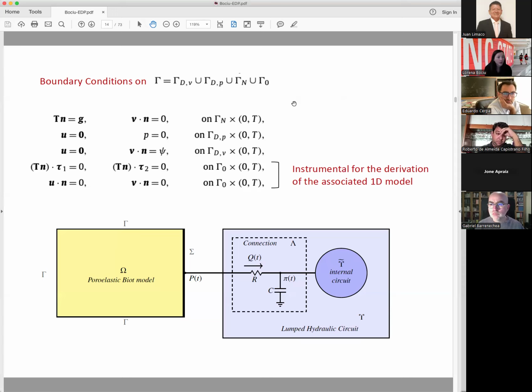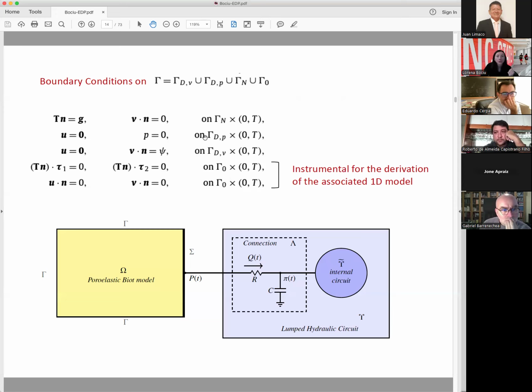So Dirichlet boundary condition with respect to solid displacement, Neumann boundary condition. So as you can see on gamma D, U equals 0. On gamma N, we have this Neumann type boundary condition, right? So total stress dot N equals some given source G. But of course, we also have to give boundary conditions for the fluid, right? For the pressure and discharge velocity.